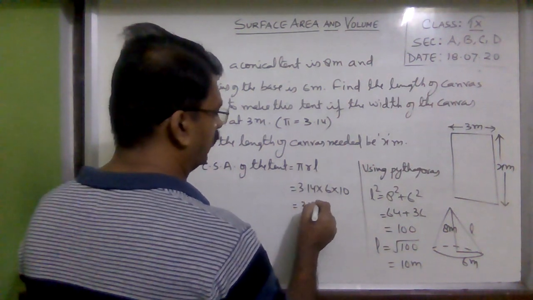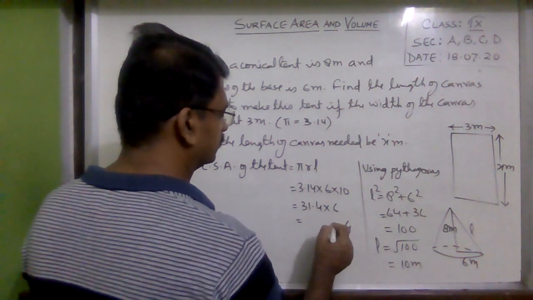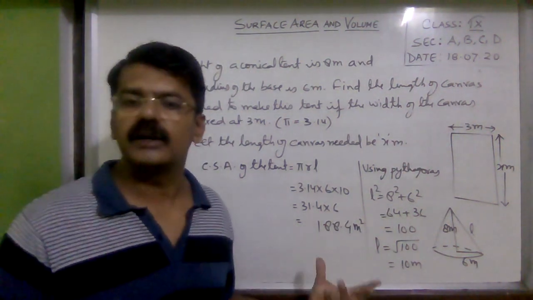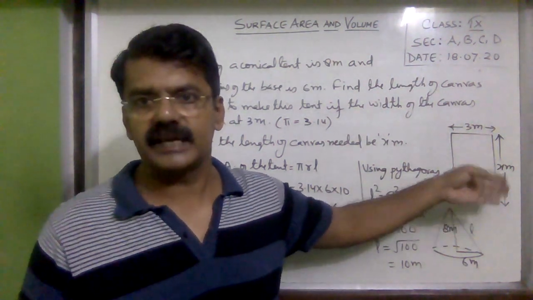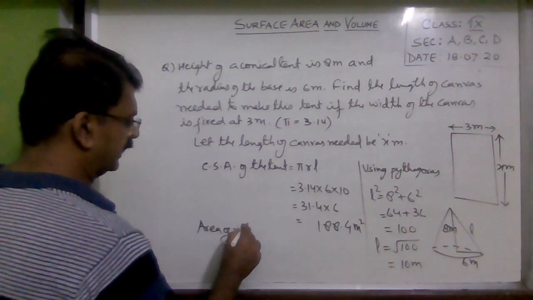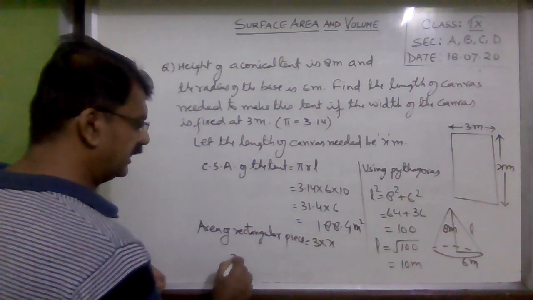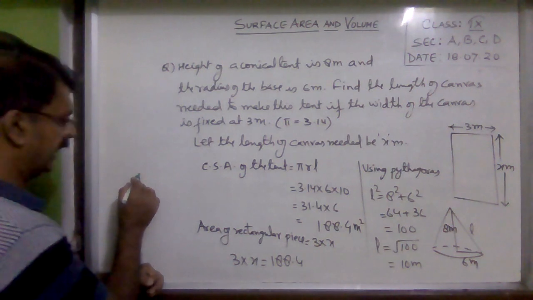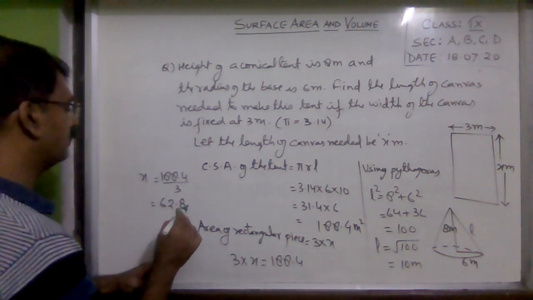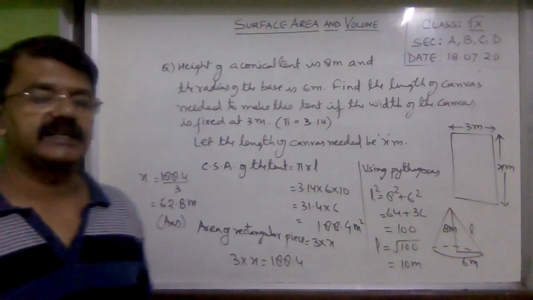Okay, so 31.4 into 6 is equal to 188.4 meter square. That is the area of canvas needed. So you know that area of a rectangle is length into breadth. So this area should be equal to area of rectangular piece, which is 3 into x. Now this 3 into x should be equal to 188.4. So x will be equal to 188.4 upon 3, that is 62.8 meter is your answer. The length of the canvas needed is 62.8 meter.